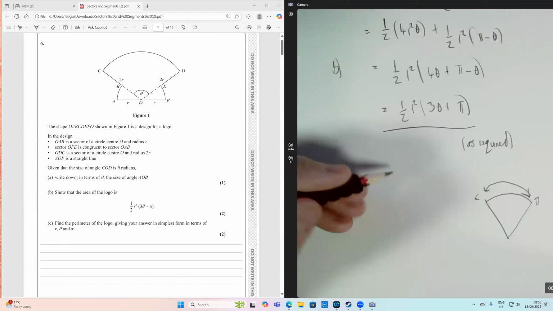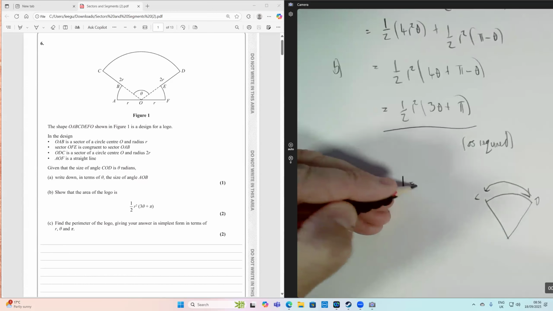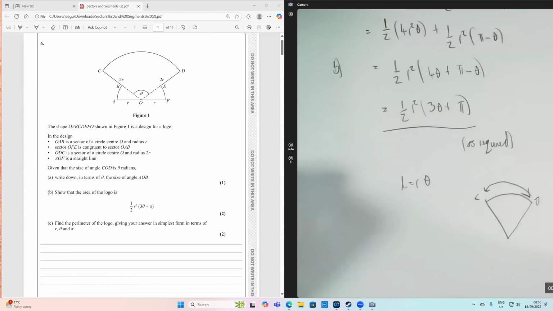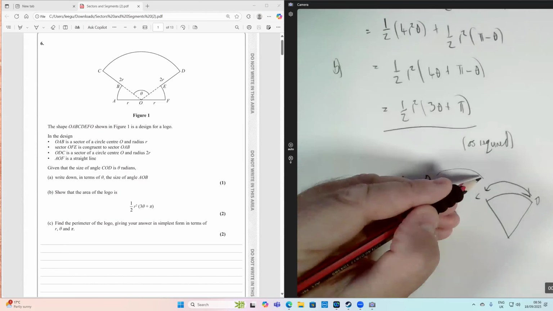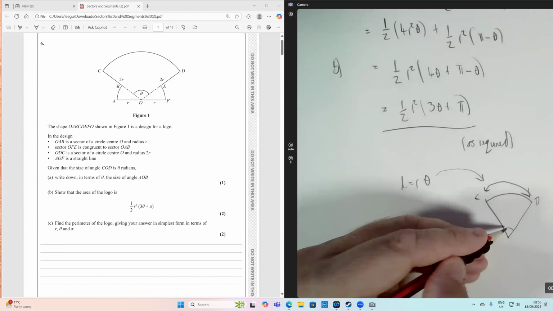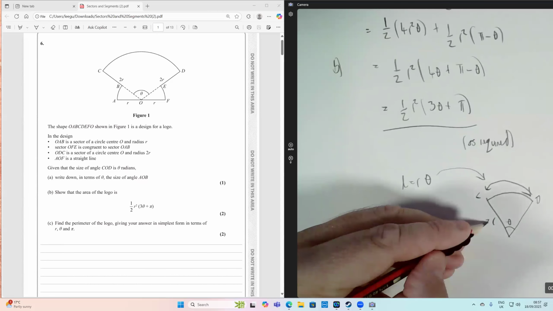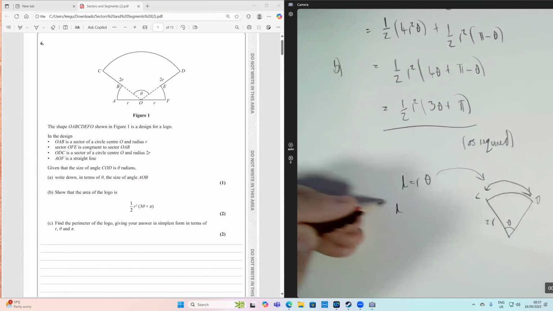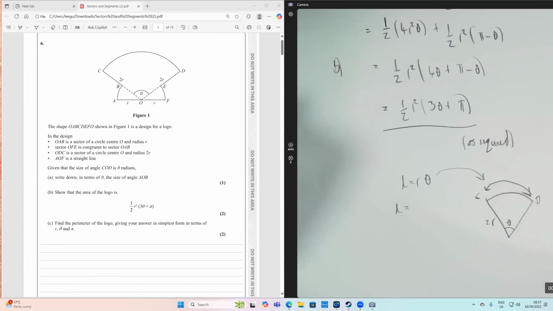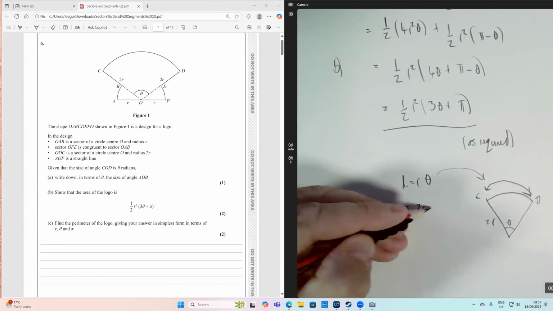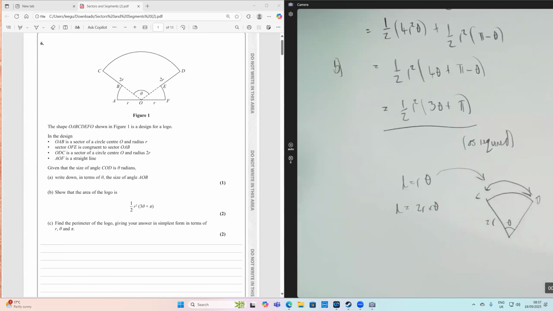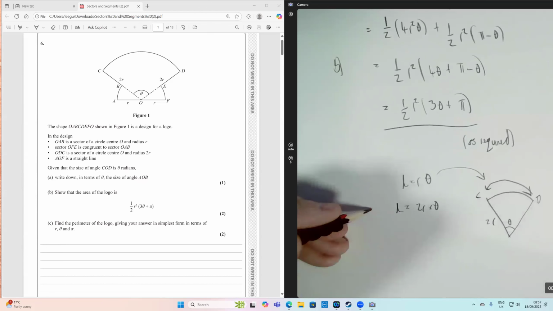Now, arc length L is equal to r theta. That's our general formula, okay, for an arc length. So we've got here our angle is theta, and actually our radius is 2r. So that arc length CD is equal to r, which is in this case 2r, times the angle, which is theta. So that is our CD.